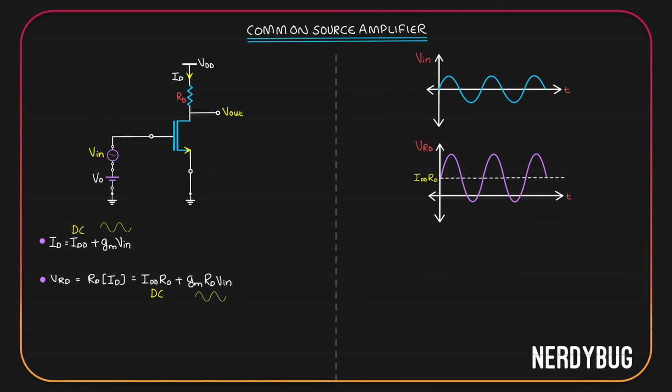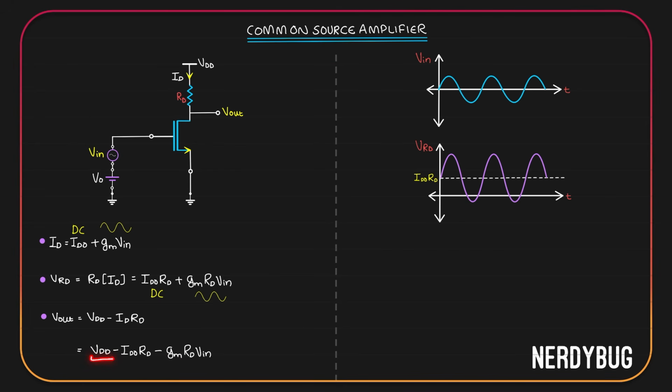Finally, I want the output. You can see that we are applying VDD over here, out of which IDRD will be dropped across RD. The rest will come out as the output. So V output is VDD minus IDRD. But IDRD is ID0 RD plus GMRD Vin. So we can write it like this. V out is VDD minus ID0 RD minus GMRD Vin.